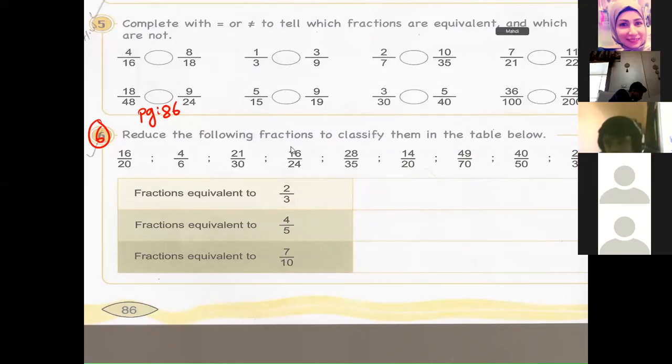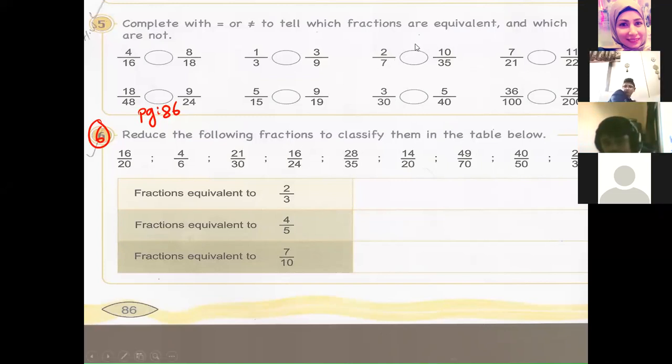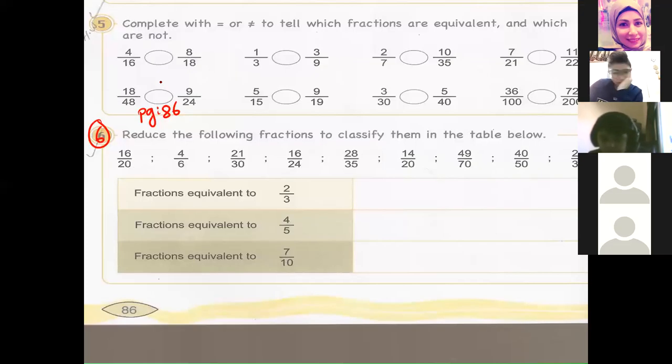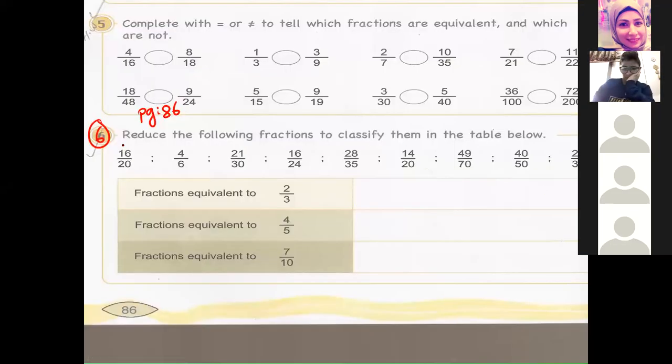On a draft paper, I will start with 16 over 20. I will check if 16 over 20 is equivalent to 2 over 3. Let's check if 16 over 20 is equivalent to 2 over 3. Start from 2 over 3, the smallest fraction.